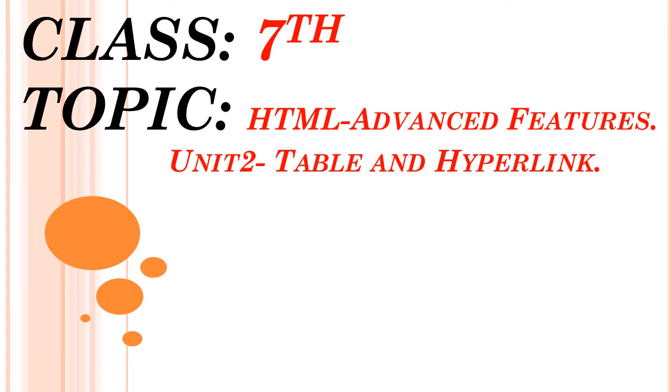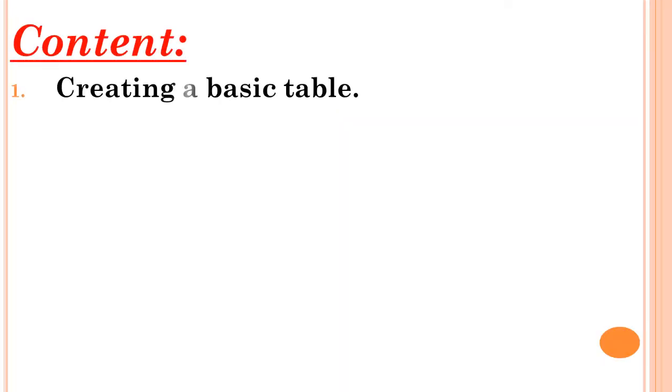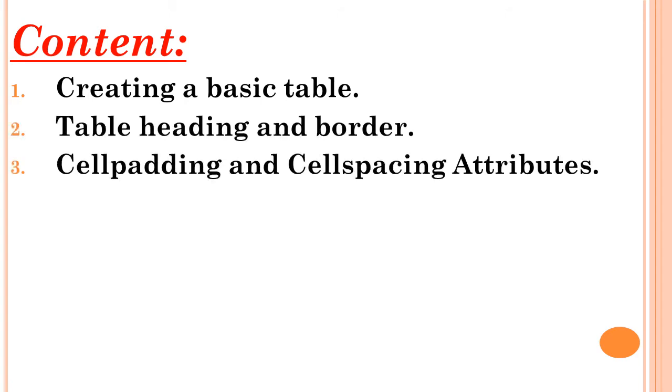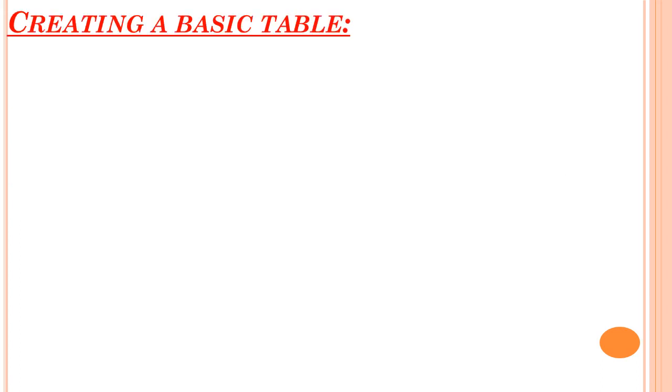Today I am going to continue unit 2, that is the HTML chapter. Today I am going to start unit 2, that is table and hyperlink. First is about content. First one, creating a basic table, table heading and table border, cell padding and cell spacing attributes. First is about creating a basic table.